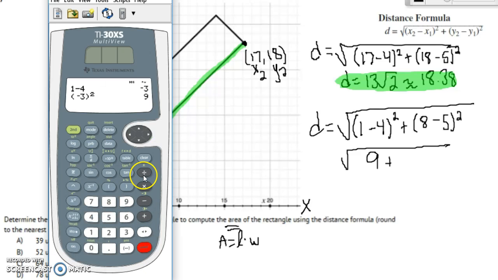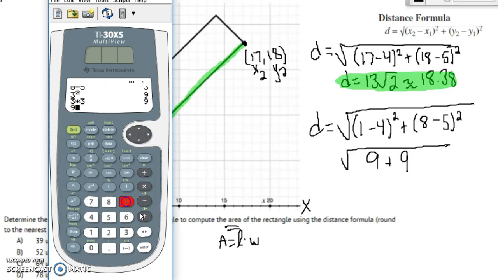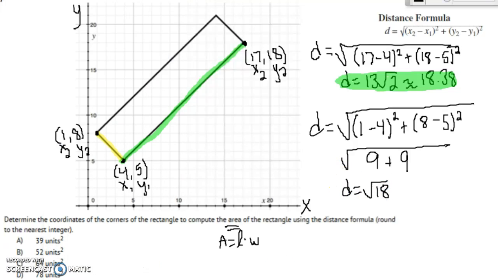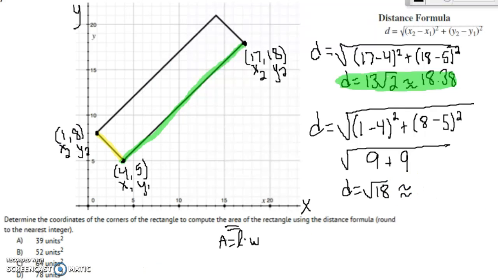And then I would go to the other one, and I would do 8 minus 5, and then take that number and square it. If you want, you could either type in 3 squared, or you could type in 3 times 3. This one is also 9. And then you could go to your calculator and add 9 plus 9 is 18. So this one would equal the square root of 18. If you wanted to get an approximation for that, you could type in square root of 18 and then hit the double arrow. So this one is approximately 4.24.